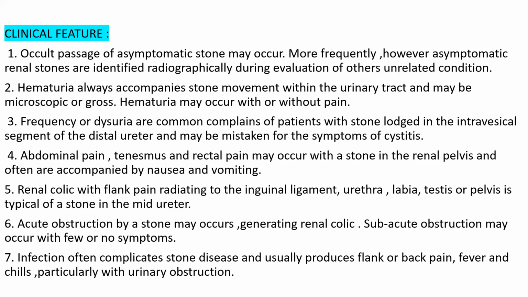Next, number 6: acute obstruction by a stone may occur, generating renal colic. Subacute obstruction may occur with few or no symptoms. Obviously, when someone has a kidney stone, there will be obstruction. Because of obstruction, what happens? What effect does obstruction have on our urine? Any one of you?